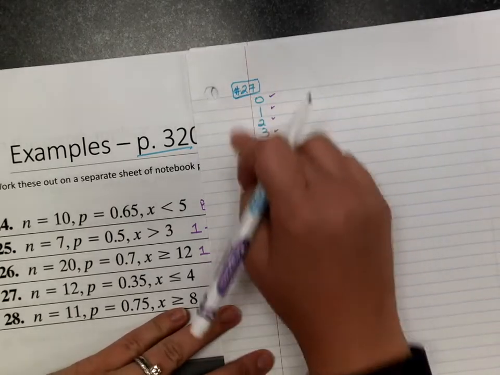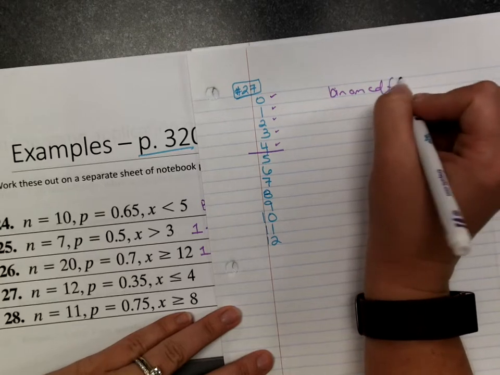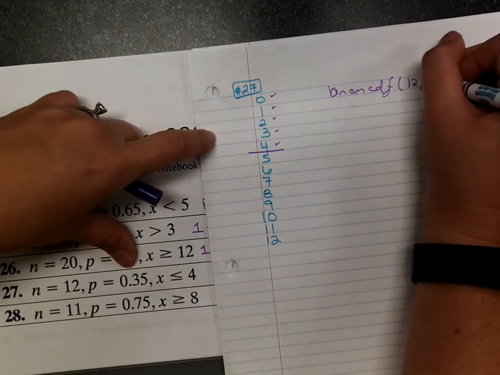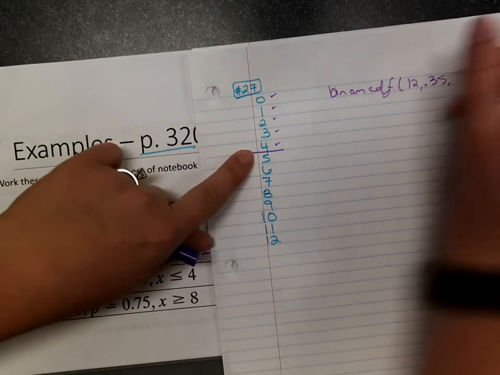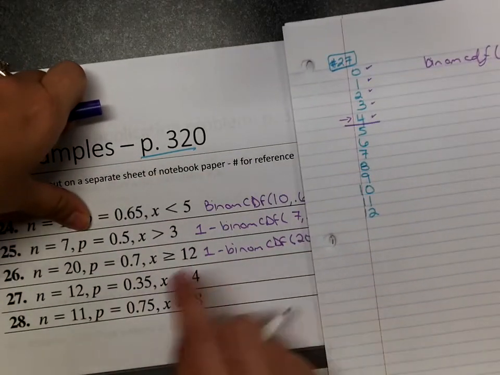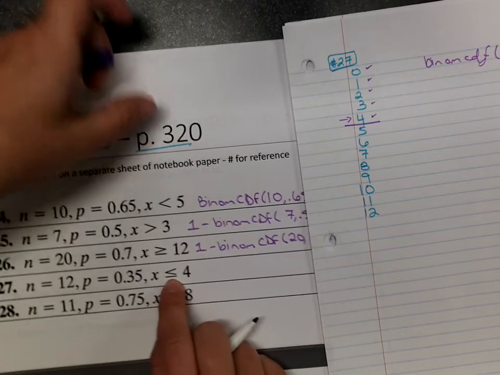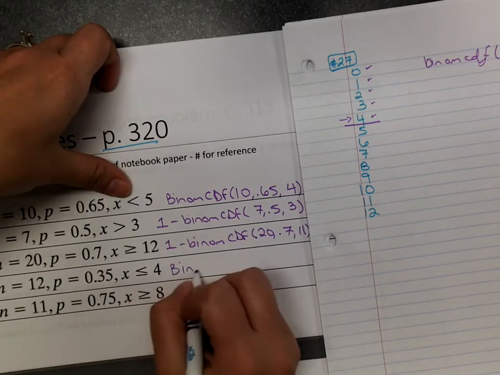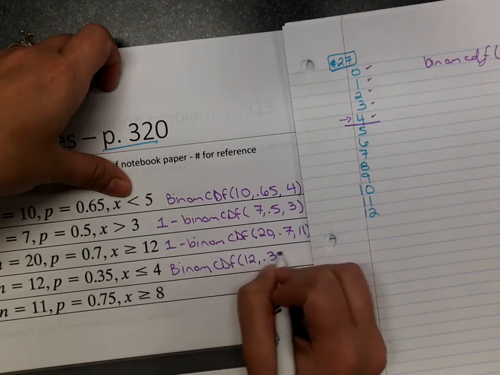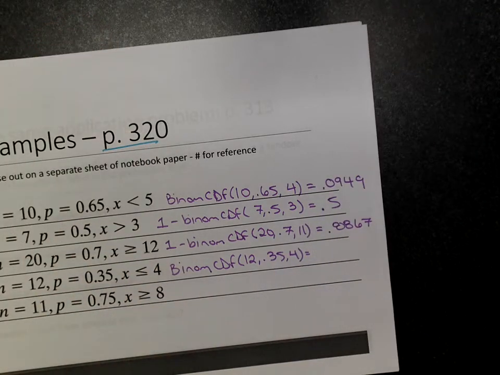Because I want the less than side, I can just do binomial CDF. My sample size is 12. My probability of success is 0.35. And I'm going to go to the number above the line, which this time is exactly 4. And if you notice, we said that the calculator does less than or equal to, which is exactly what we want. So we just type it in, binomial CDF, 12, .35 and 4. And whatever that gives us is our answer.